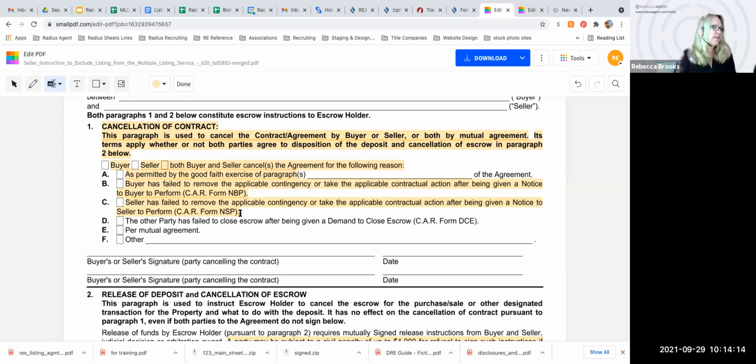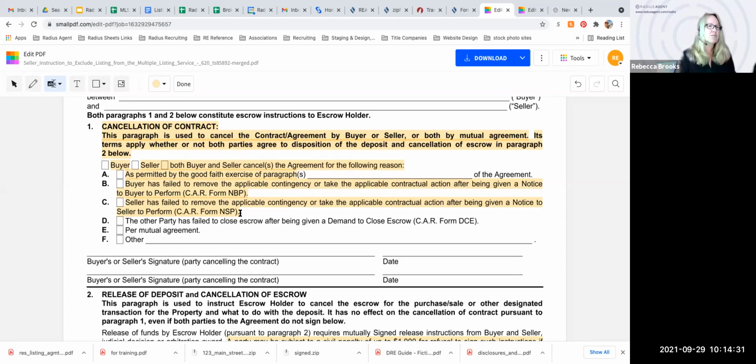Maybe they haven't given us the required statutory documents. Maybe they haven't given us the homeowners association documents that are required. Maybe the sellers had a contingency to find a replacement property and they haven't done it yet. You know, there's a form for that.